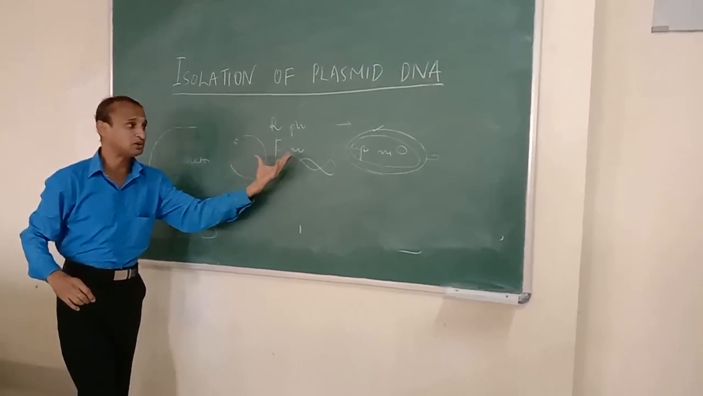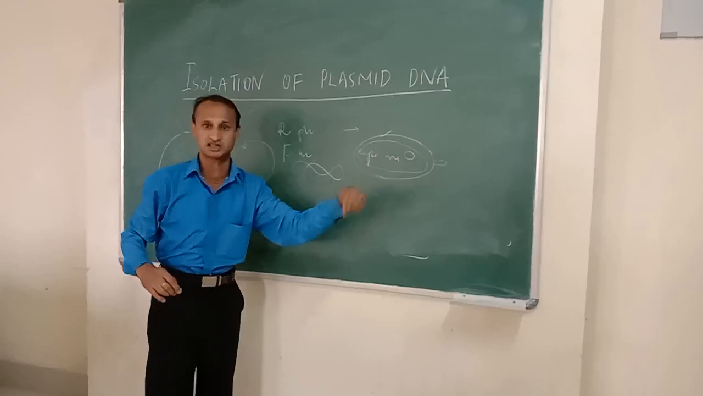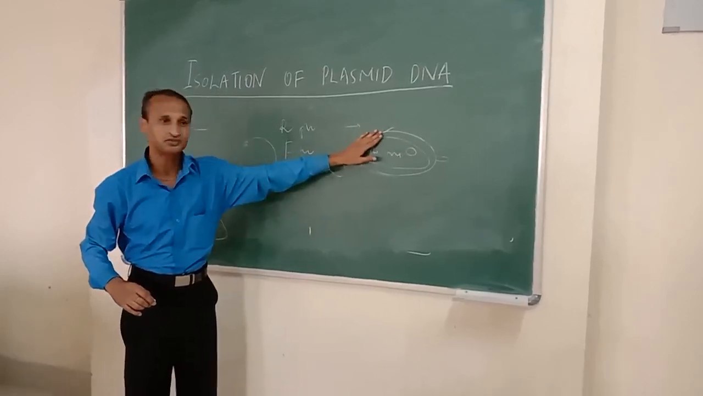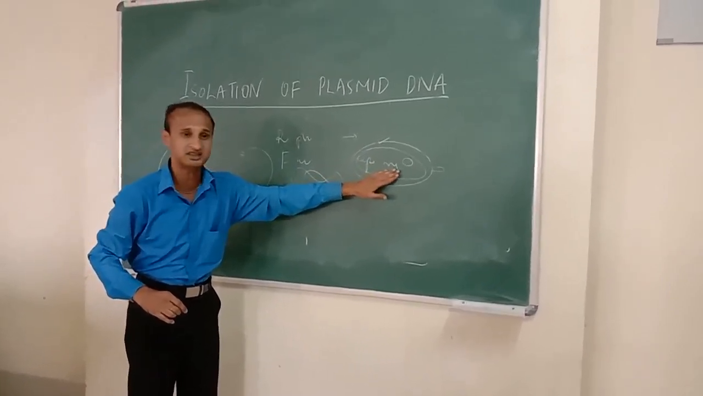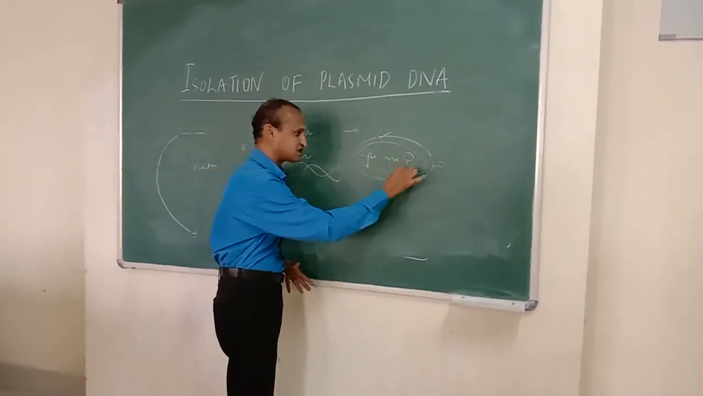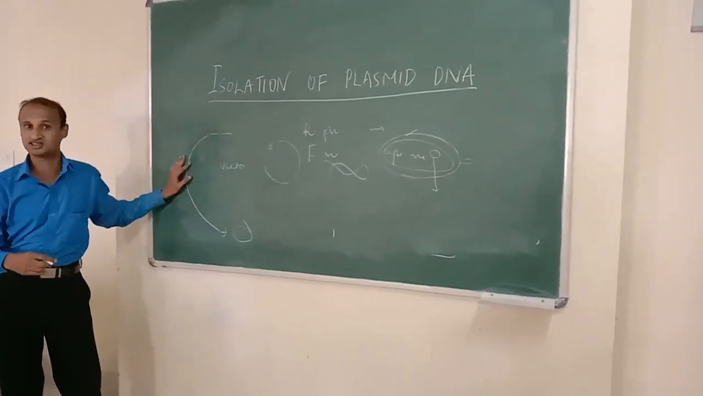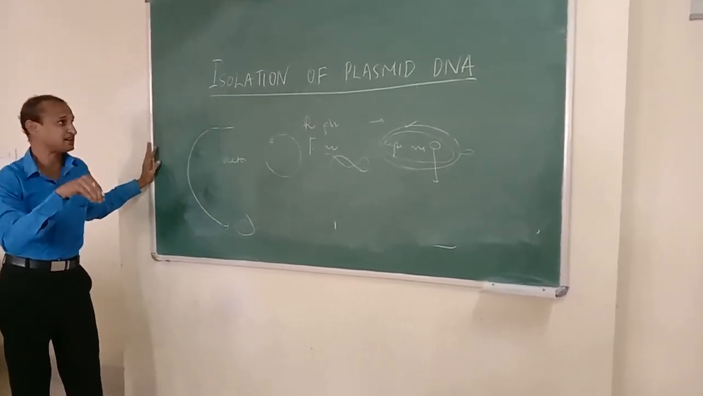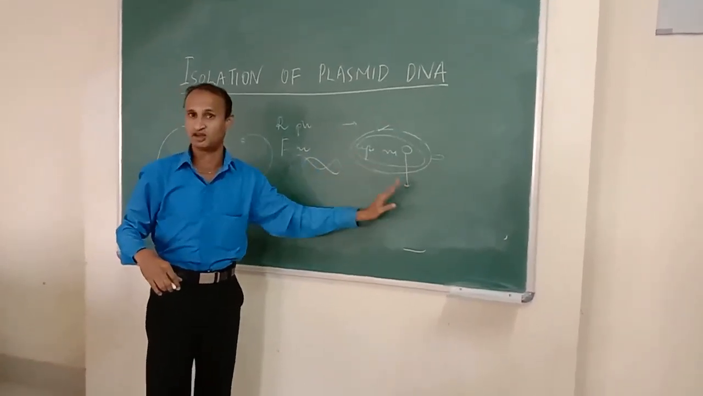So we have to remove all other cellular molecules and biomolecules to extract this plasmid. You have to remove the cell wall, the cell membrane, the cytoplasmic proteins, and the genomic DNA. Only the plasmid DNA has to be purified. Then only can it be used for different molecular biology work. In this practical session, we are going to isolate the plasmid DNA by removing all other biomolecules.